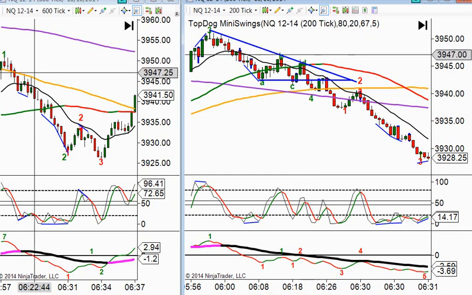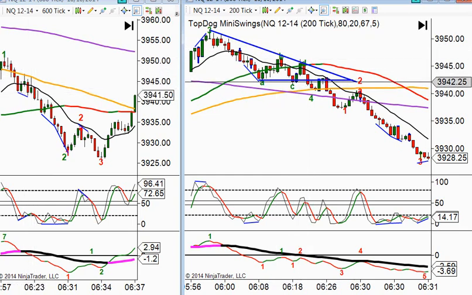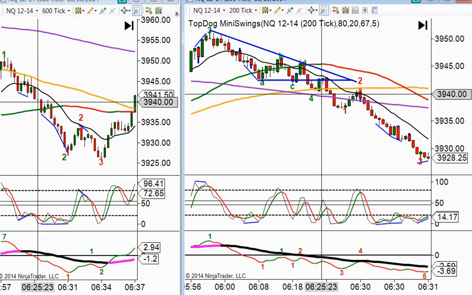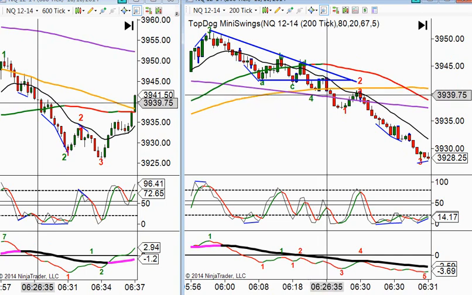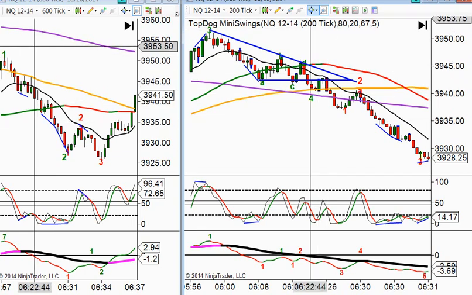Now here it breaks out, right? Here's our lower horizontal level. Looking at the 200 tick chart again. Breaks down, comes back up. There is your next opportunity. That's your throwback. All of them are confirmed, by the way, on the longer term chart.